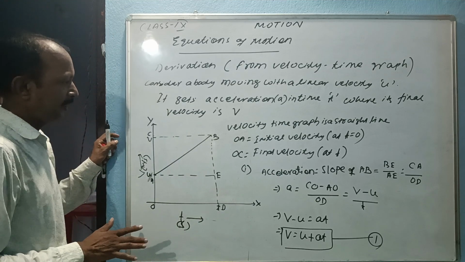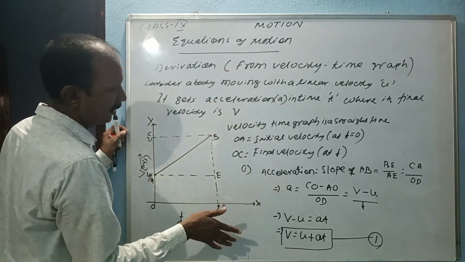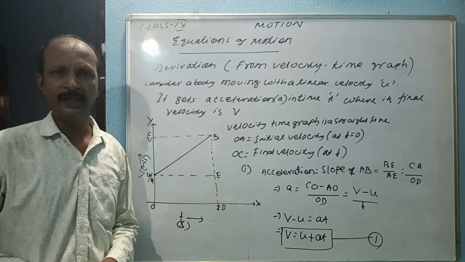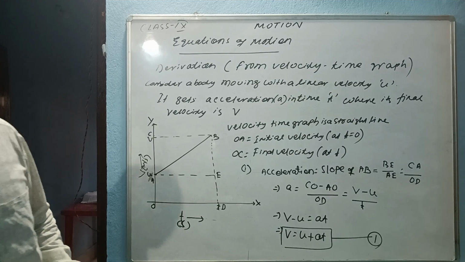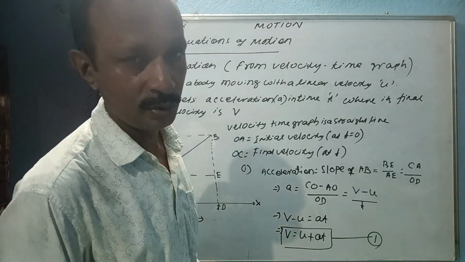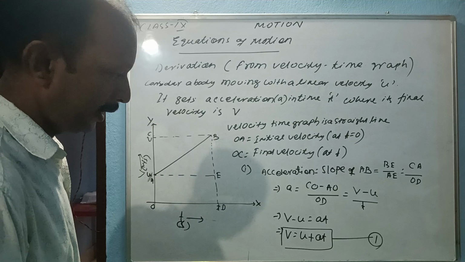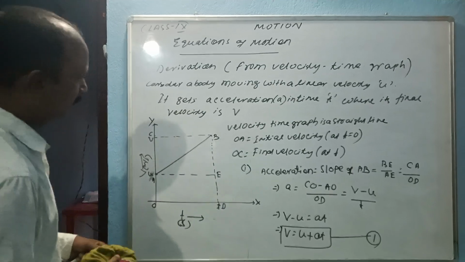So you copy it. Now I am going to rub it. Next I will explain the remaining two derivations: S equals ut plus half at square, and v square minus u square equals 2as. So I am rubbing it. Let us see here.